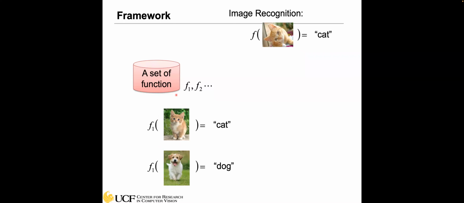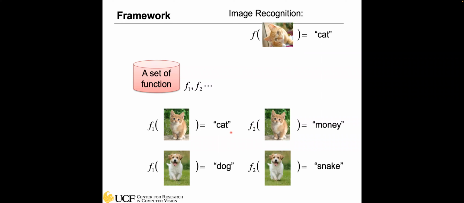For example, we have F1, F2. We consider these different functions. For F1, given a couple of examples here, we are able to map to a class label, cat and dog. Say we have another function, F2, also able to map the input to labels. Here it decides this is a monkey and this image is a snake. We consider all these machine learning models, different functions, different models.